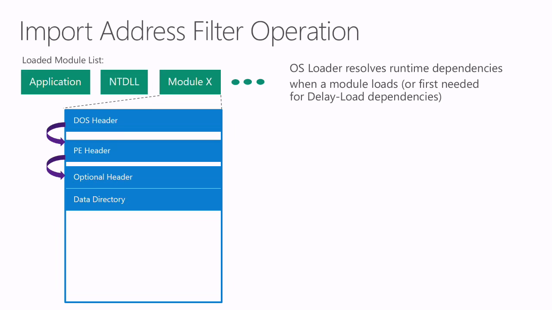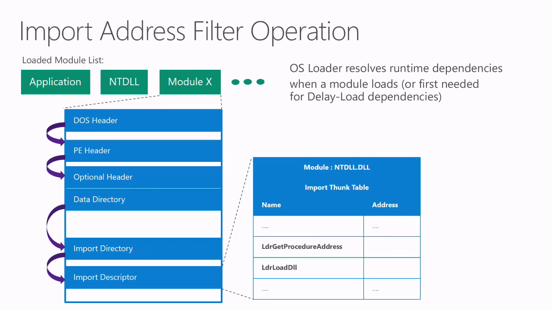And the loader will fix up your dependencies by finding out, oh, you depend on, let's say, LoadLibrary. In your import descriptor, you have an entry that says, I need some APIs from NTDLL. Please go and find them for me as part of loading me and fill them in this table. And once you've filled them in, the code can then just use these addresses to call the APIs. So this is the normal operation of the import address table.